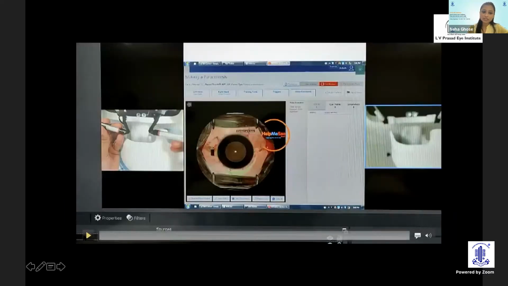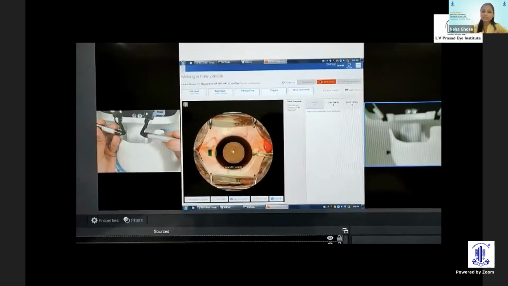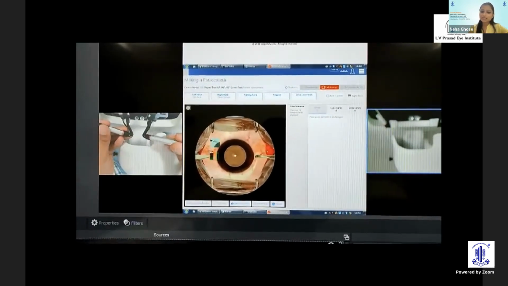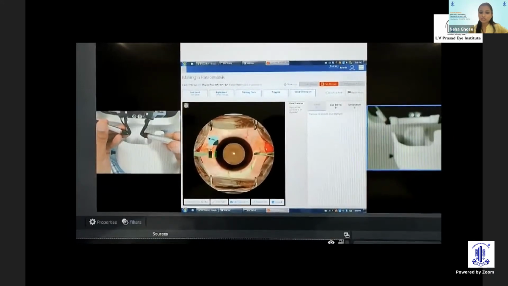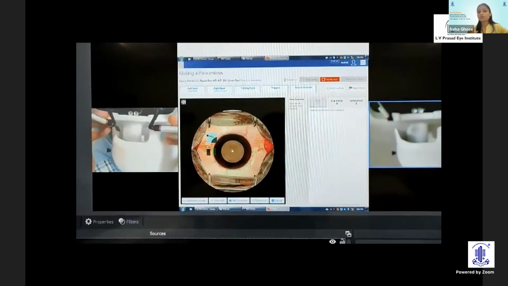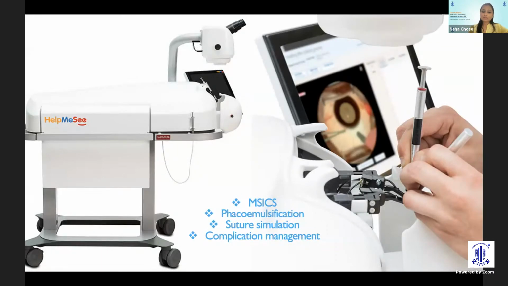So this is a very short video on how the simulator actually works. On the left side is the trainee holding the device, and on the right side is the video which shows what the trainee is doing, and this gives you visual and tactile feedback on how you are performing. Help Me See currently has manual SICS, phacoemulsification, suture simulation, and complication management modules. It's available in different institutes in Mumbai, Hyderabad, and Madurai at present.